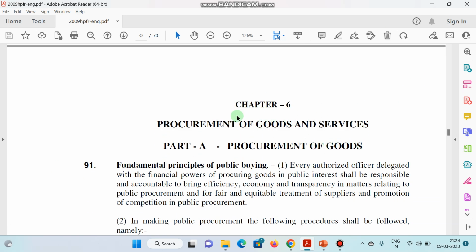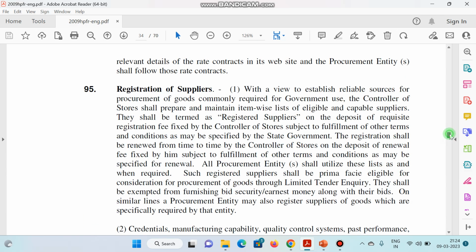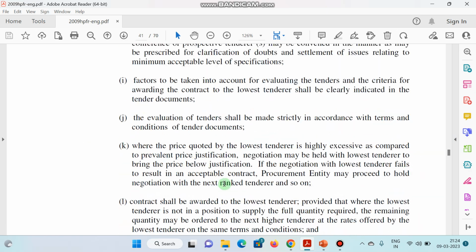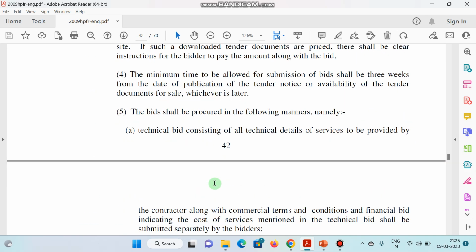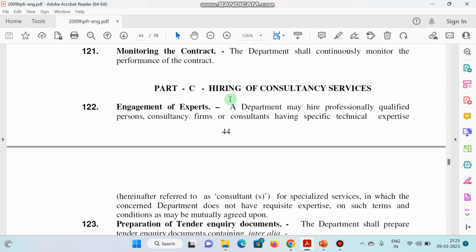So chapter number 6 has a heading of procurement of goods and services, and in chapter number 6 there are three parts. Part A is the procurement of goods, as you can see, and part B deals with contracting and outsourcing of services, and part C deals with the consultancy services. That is the topic of concern today, how to hire consultancy services.